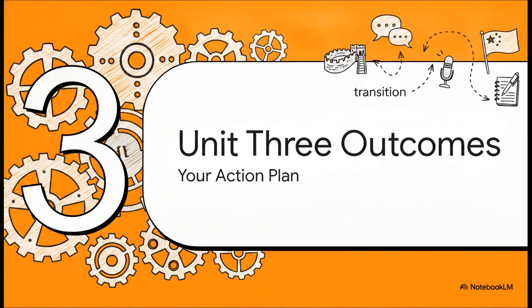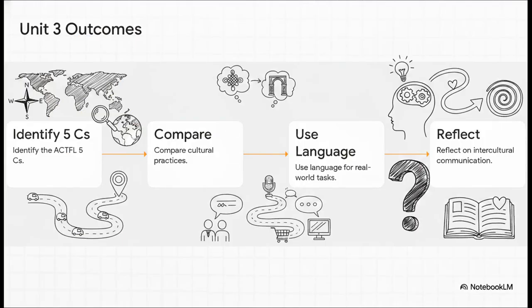Next up, Section 3, your Unit 3 outcomes. Let's look at your exact progression for this unit. It's a clear 4-step process. Step 1, identify those ACTFL 5 C's we just talked about. Step 2, compare cultural practices. Step 3 is your specific transfer task, using language for real-world tasks. And this is exactly where your dialogue mini project comes into play. It's about applying what you know to actually get things done. And finally, Step 4, reflect on intercultural communication. That step takes you from simply doing the work to really thinking about how it shapes your everyday interactions.